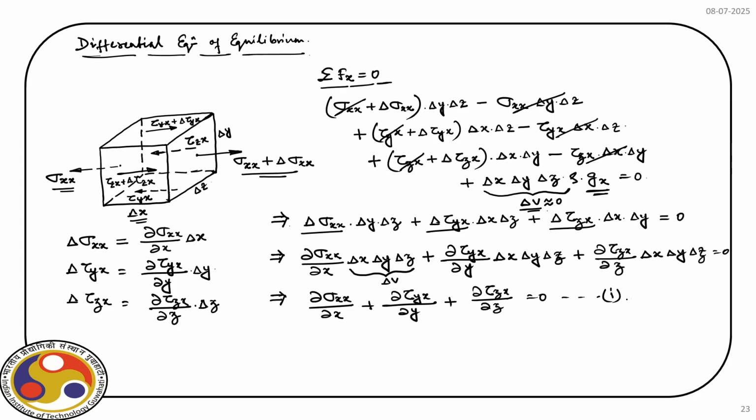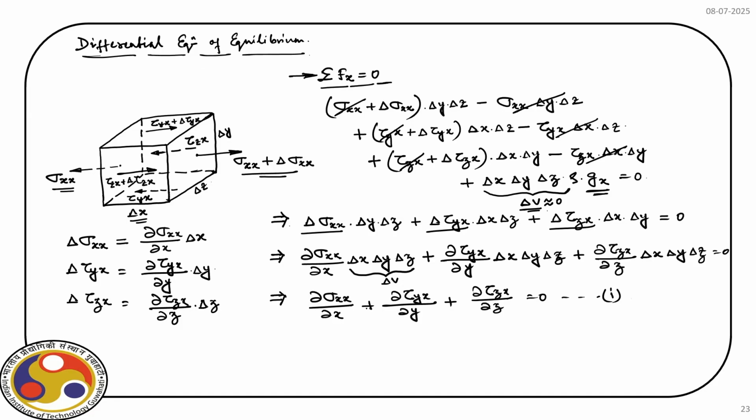Obviously, we do not consider the body force. If we have body force, one more term will come on the left hand side. So, that is the first differential equation of equilibrium along x direction, right. Now, if you repeat the same exercise along y and along z, we will get two more equations, and that we can easily derive just by looking at this expression in equation 1.